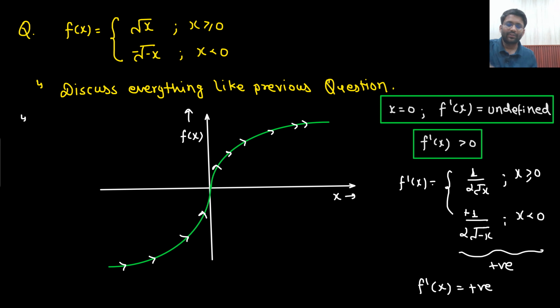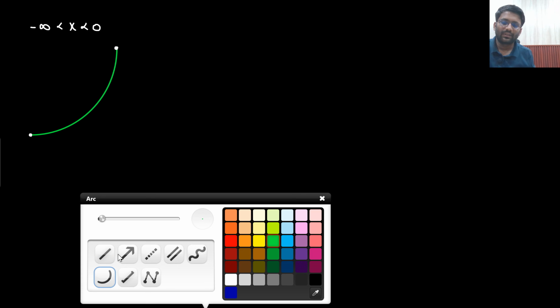Nature of the slope. Between minus infinity and 0, see this graph. What is the slope here and what is the slope here? Let me know the slopes. Sir, if I see the slope here, it could be plus infinity as well as minus infinity. When I see the nature of the graph, the graph is increasing, so the slope is plus infinity.